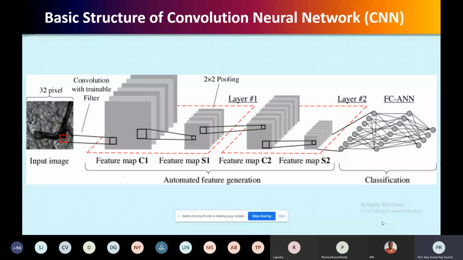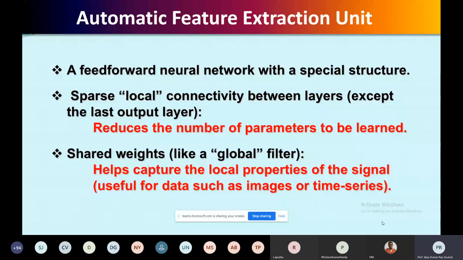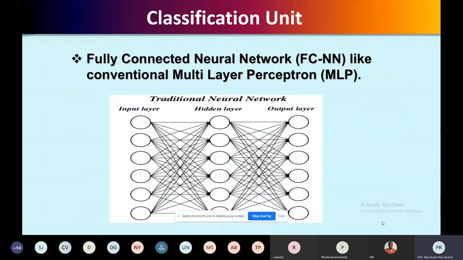Now I have to go a little bit fast. So it is a feed-forward neural network with a special structure, that is the automatic feature extraction. And what are the utilities of that? As you can see, in a classifier, whatever I had shown earlier, in a traditional neural network, all the input layers are connected with all the hidden layers, and all the hidden layers are connected to all the output layers. So many ways in the multi-layered perceptron model with error backpropagation.